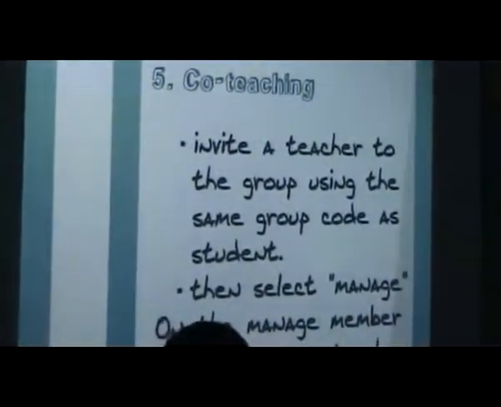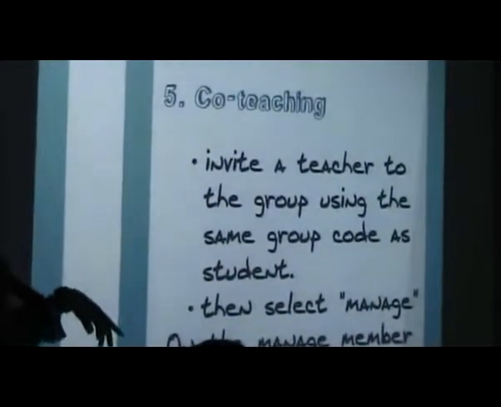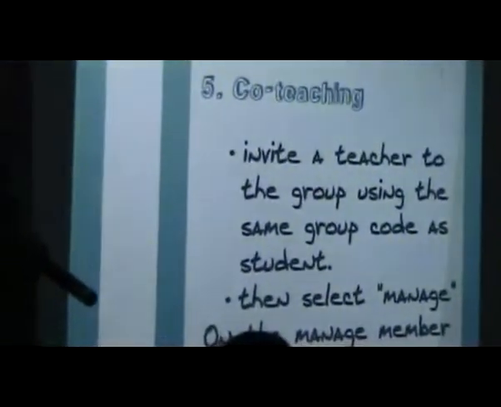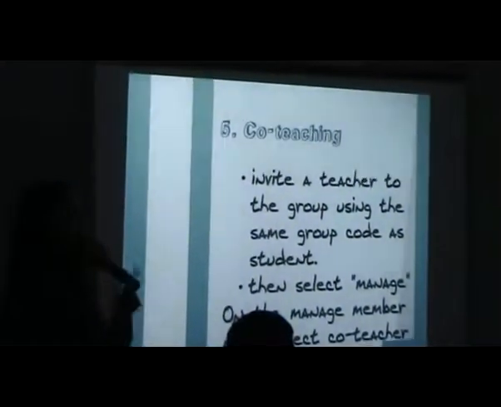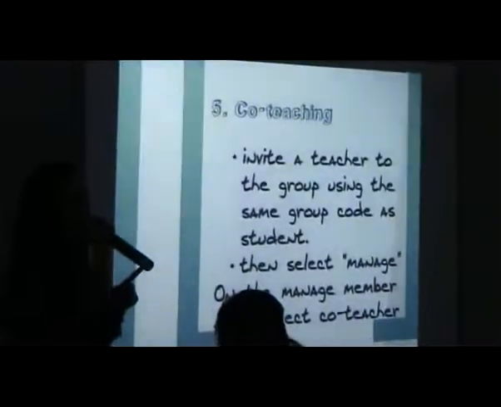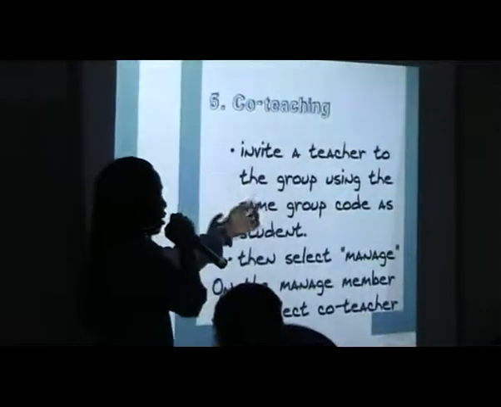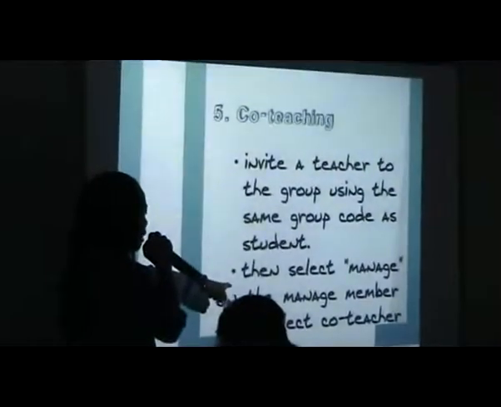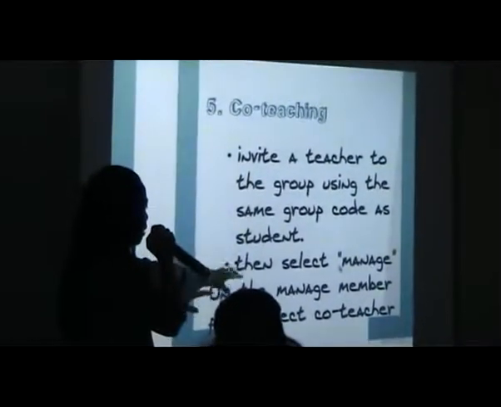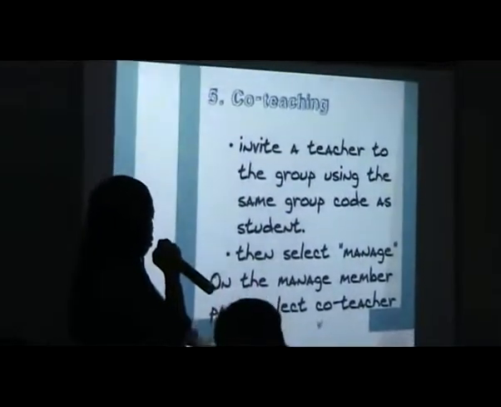Okay, so another feature in groups, you can also invite a co-teacher. Like for instance in science, we do coordinated sciences, wherein we collaborate physics, chemistry, and biology in one grade, like for example, grade 10. So the three of us are teachers in science. So you can invite a teacher to that group using the code you've given to your students. Then this is how it's done. You select manage. On the manage member page, select co-teacher's name, like Miss Marian Hatchet.